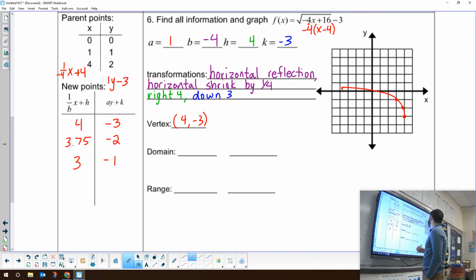All right, now my domain and my range here. My domain is going to be all real numbers left of, how far do we go to the right? We go to 4. So my domain is going to be x is less than or equal to 4 or negative infinity to 4 since I go to the left. But my range actually goes up, and we start at negative 3. So my range is going to be y is greater than or equal to negative 3 or brackets negative 3 to infinity.